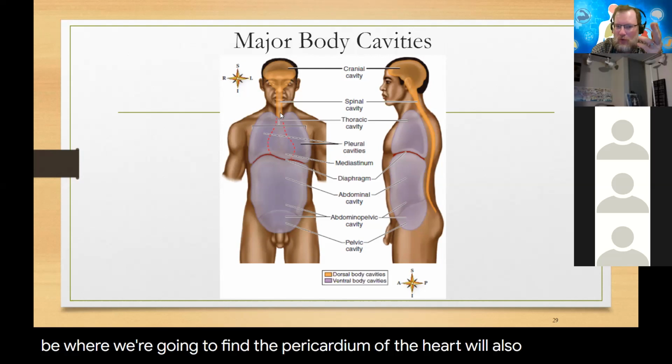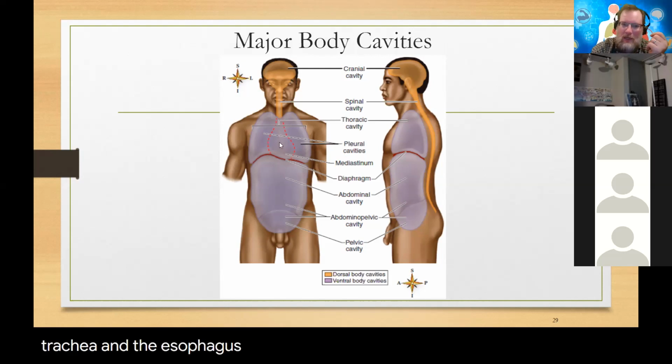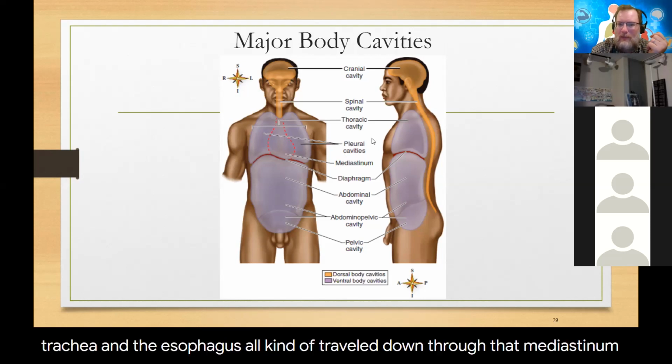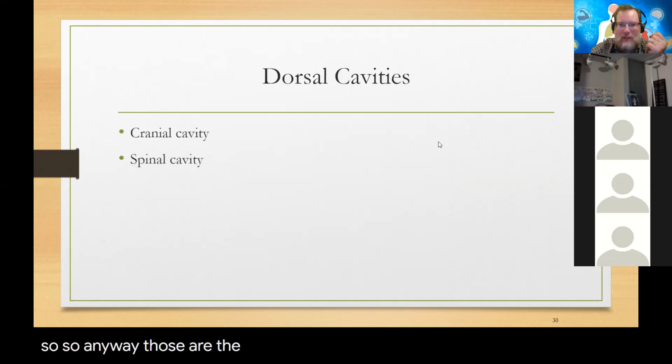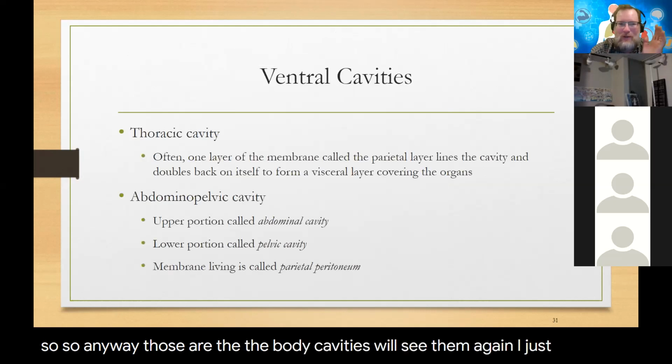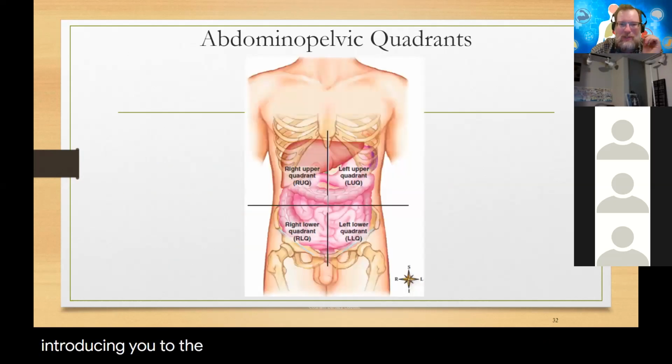We'll also see the trachea and the esophagus all kind of travel down through that mediastinum. So anyway, those are the body cavities. We'll see them again. I'm just kind of introducing you to these items. A couple other things, and again, you'll be doing these in your Visible Body and your portfolio exercises and activities.